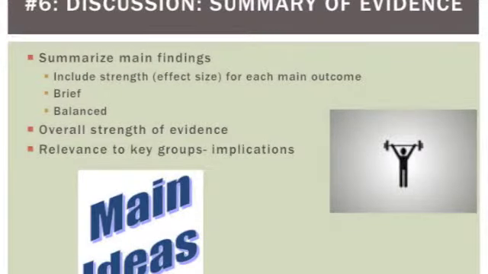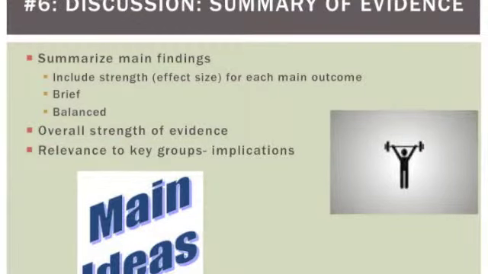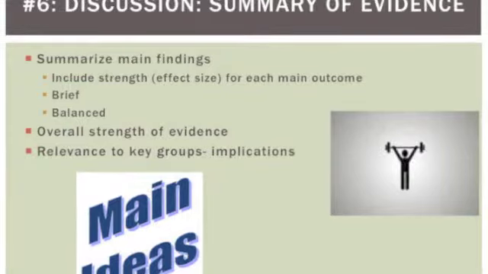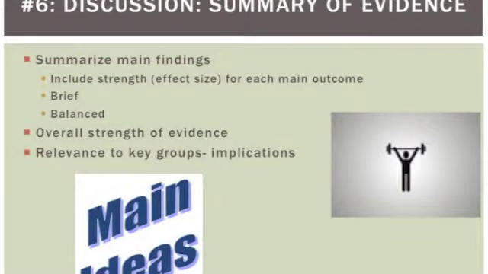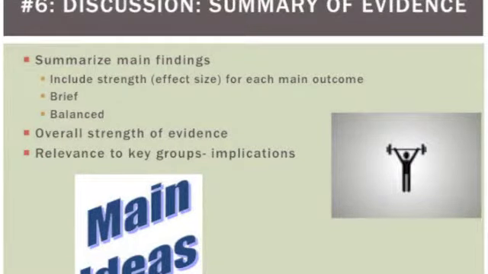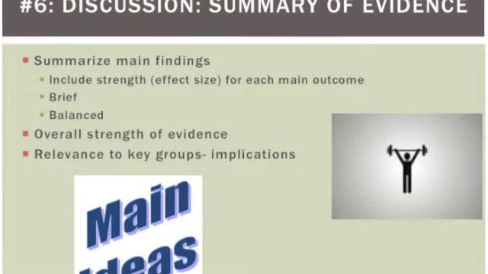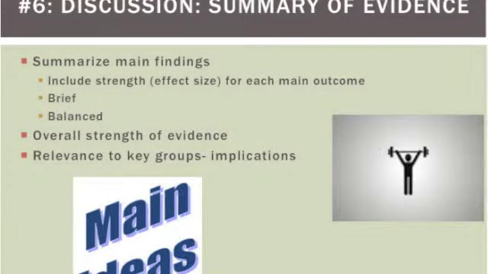And finally, we're at the discussion section. You want to provide the summary of evidence. You want to summarize the main findings, include the strength or effect size for each main outcome. Be brief, make sure you're balanced, and then give a statement on the overall strength of the evidence. And then, of course, you want to give relevance to key groups. What kind of implications does this mean for policymakers, clinicians, patients?